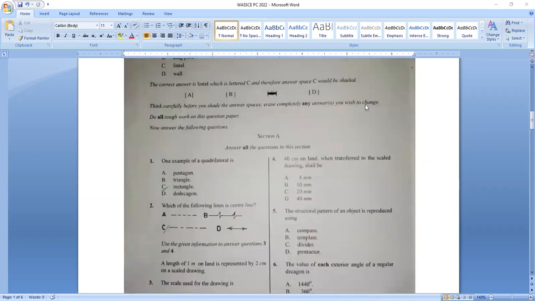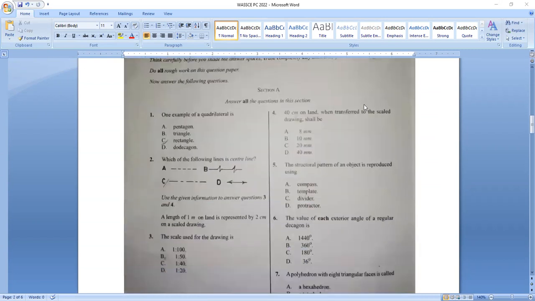So question 1, as you can see here, one example of a quadrilateral is a rectangle, as chosen by the candidate that I collected this question from. And question 2 says, which of the following lines is a center line? So the person also got it right. Option C is the correct answer. So we have thin long chain line as the center line there.